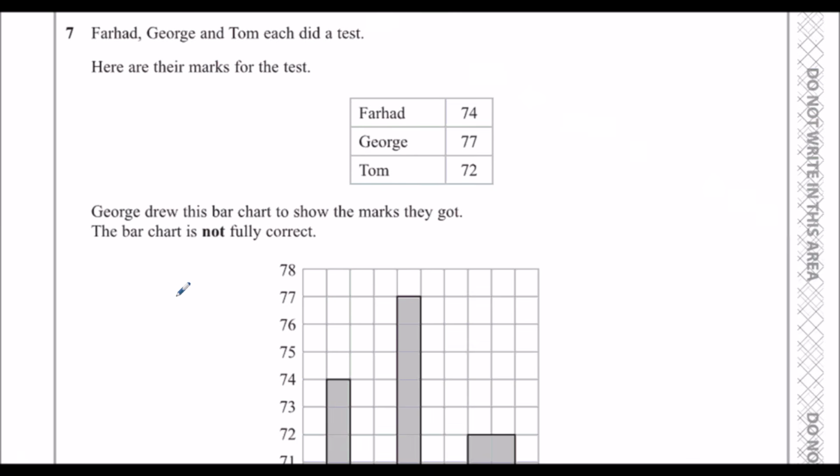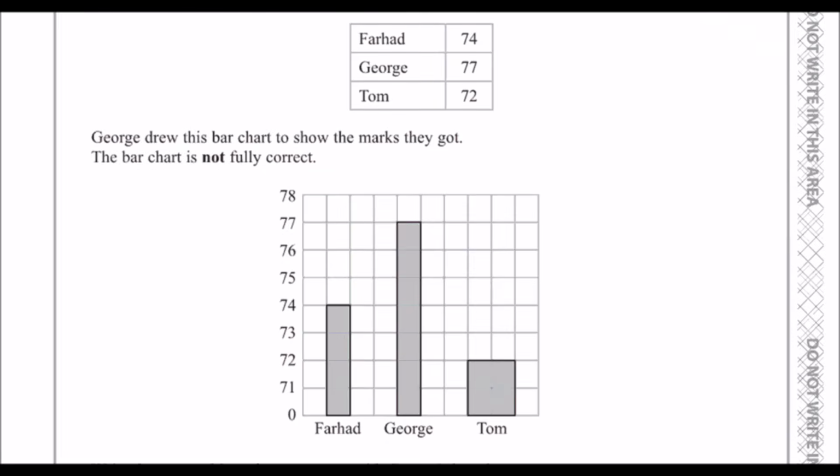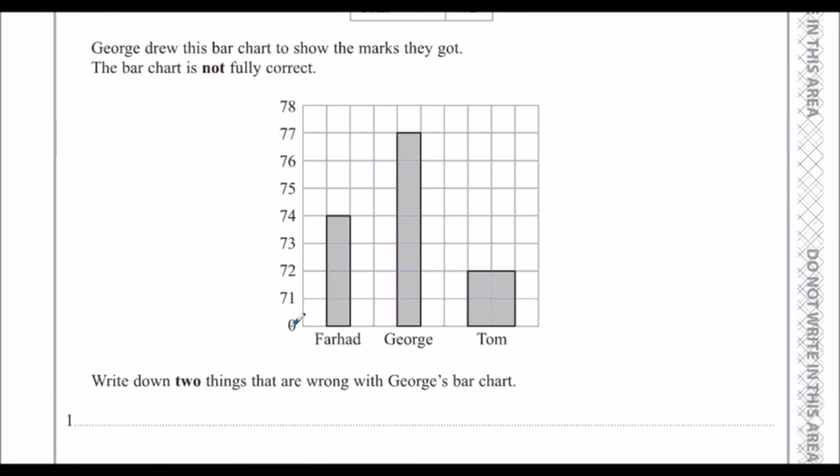Question 7. Farad, George and Tom each did a test. Here are their marks. George drew this bar chart to show the marks they got. The bar chart is not fully correct. Write down 2 things wrong. So what's wrong with this? So it goes from 0 to 71. And, well, that's misleading.